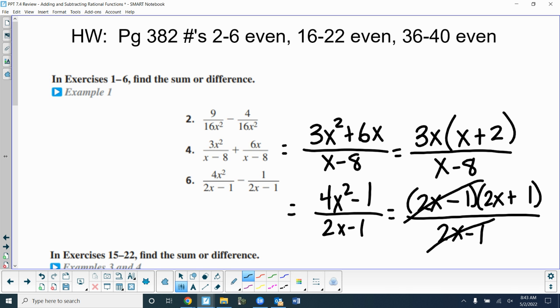What's x not allowed to be? When I set that equal to 0, I add 1 and divide by 2. What's 1 divided by 2? Half, right? Okay? So, those are easy ones when we already have a common denominator, right?